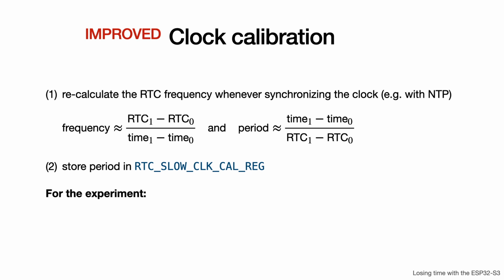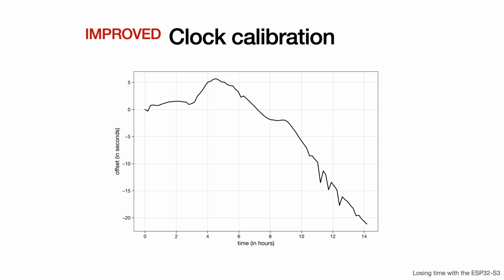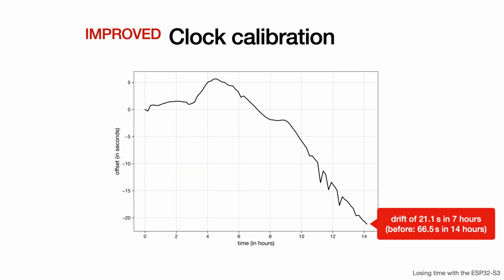For the experiment, I split the data in 2. I used the first 7 hours to calculate the oscillator's period and the next 7 hours to evaluate the drift. This makes the graph of the offset better. First note that the offset returns to 0 after 7 hours. This is because those 7 hours were used to calibrate the frequency. The offset after the following 7 hours is reduced to 21 seconds, which is a free improvement by 36%. Wow! I'd like to investigate why the clock drift didn't vanish though.